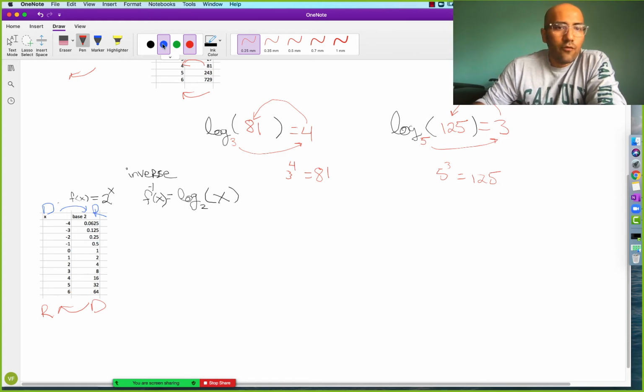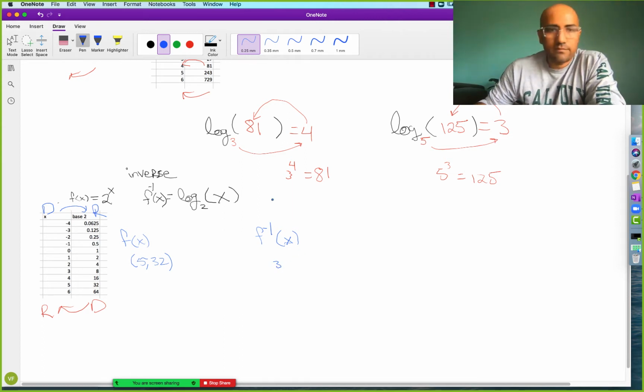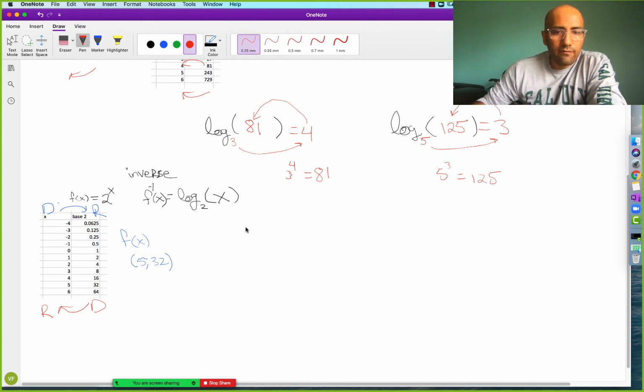So for f of x, for example, we have the ordered pair 5, 32. And for its inverse function, the log function, they'll just be reversed. Let's put it in red. For the inverse function, f inverse of x, we'll have 32, 5. Right? Since we're just reading it in reverse, if we input 32 into this log function, its output would be 5.